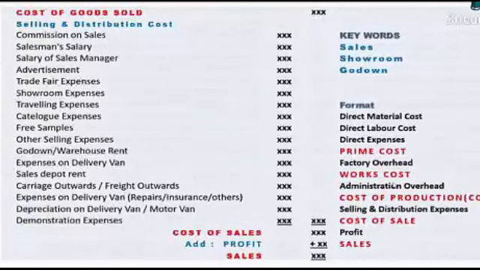Direct passengers traveling is called a car. Where the goods are taken, it is called a van. So car and van, there is a difference. Car goes in administration, van goes in selling and distribution, demonstration expenses.